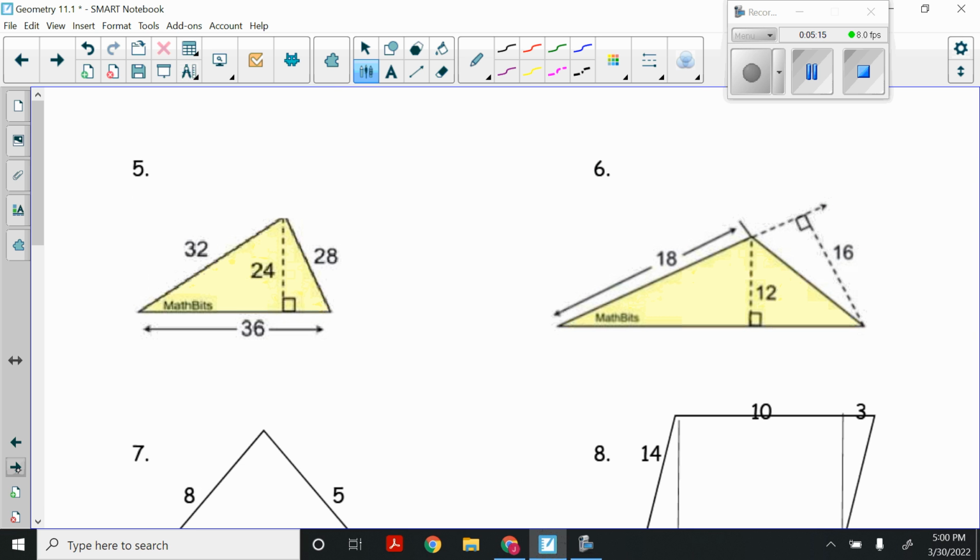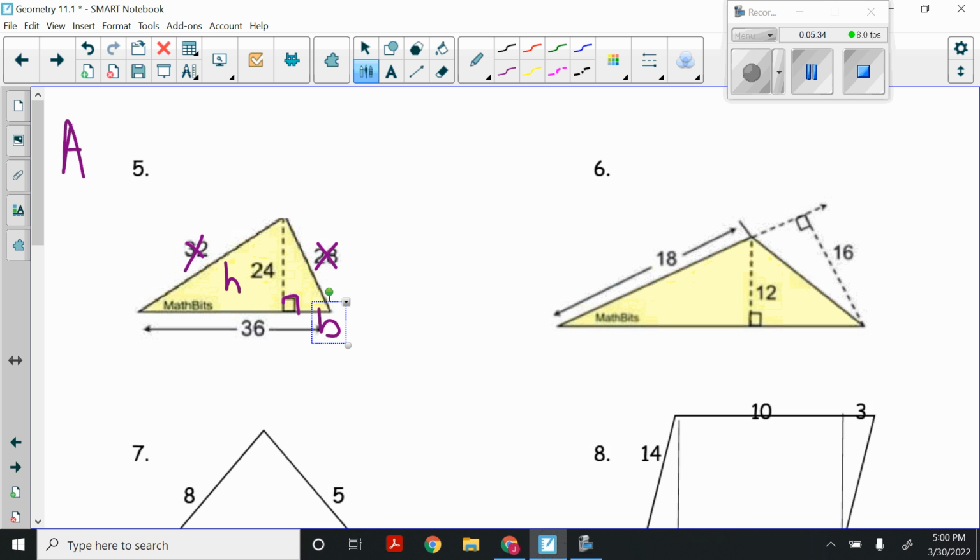All right, number 5, I have a triangle. I have all kinds of things labeled in this triangle. Again, I have more information than I need. I don't need the 32. I don't need the 28. The 24 I can tell is my height because it's perpendicular, and what it's perpendicular to is my base. So this is my base, this is my height.